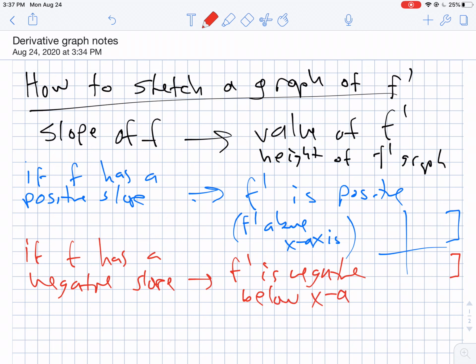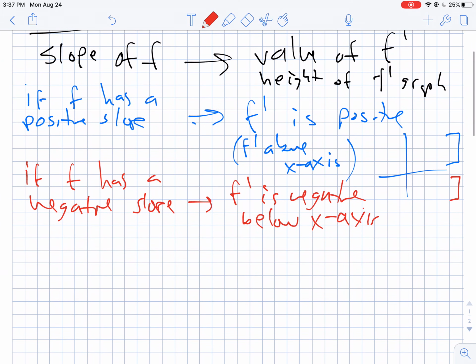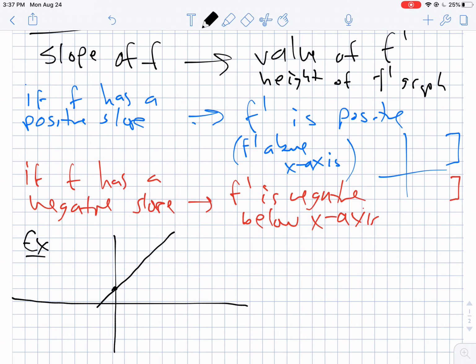So that's the idea, and we're going to talk today about various different types of graphs of f and how you can use that to sketch the graph of f prime. Some of this is going to be approximate, and some of it I think will turn out pretty nicely. So let's look at several examples. First off, we'll start with straight lines. So suppose we just have this function.